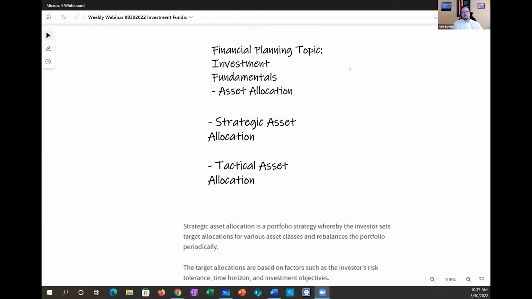All right, you should see a whiteboard in front of you that reads financial planning topic, investment fundamentals, asset allocation. So click the raise hand button if you can see that. That'd be helpful to me. Thank you very much. Let me move this bar.